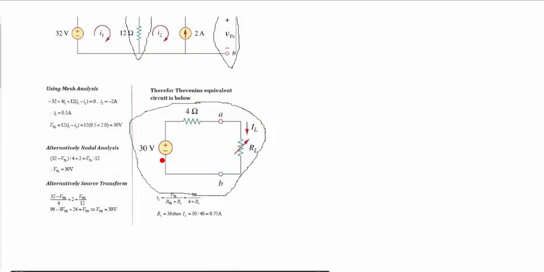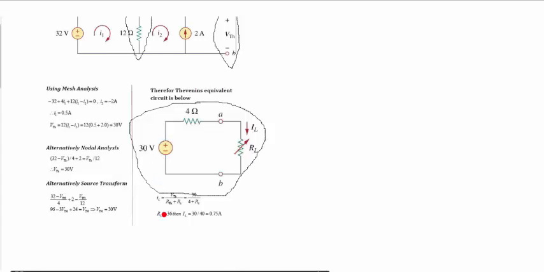Now, the original question asked us to find the current across the 36 ohm resistor. Note that current is the same in series, so we can just use V upon R to find current. 30 volts is applied and we have two resistors in series, RTH plus RL, and RL is given as 36, so it's 30 upon 40, which is 0.5 amps. So that is how you solve this question.